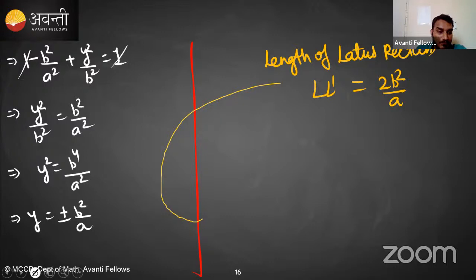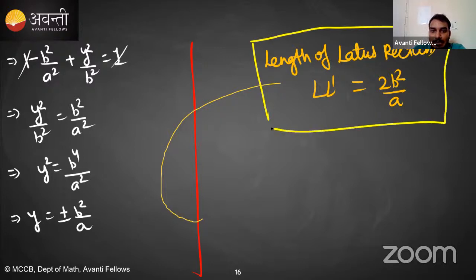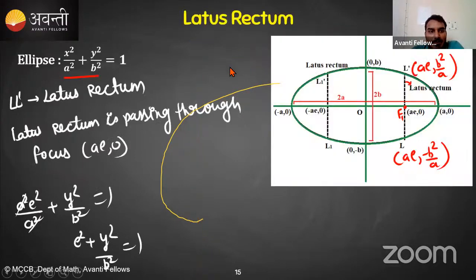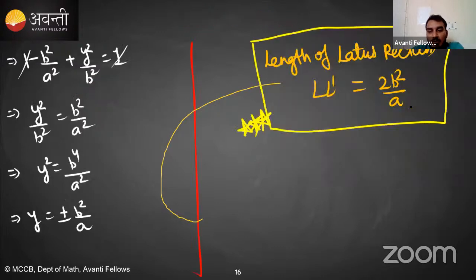Very, very important formula. The length of the latus rectum LL dash is 2b square upon a. Is there anyone who has a doubt in it? Length of latus rectum, anyone? Clear? Okay, very good. If it is clear, then let's move on. The length of the latus rectum is the distance between L and L dash, which is 2b square upon a.